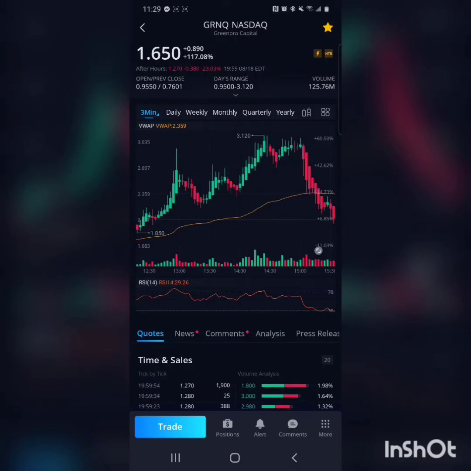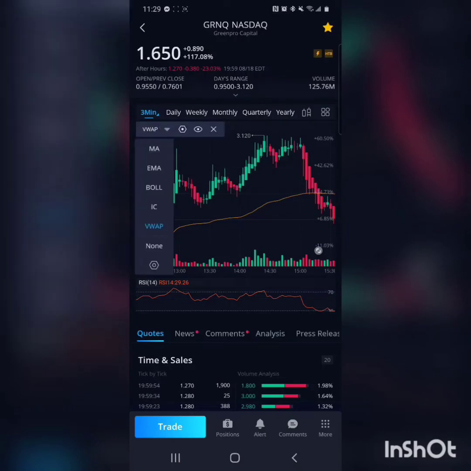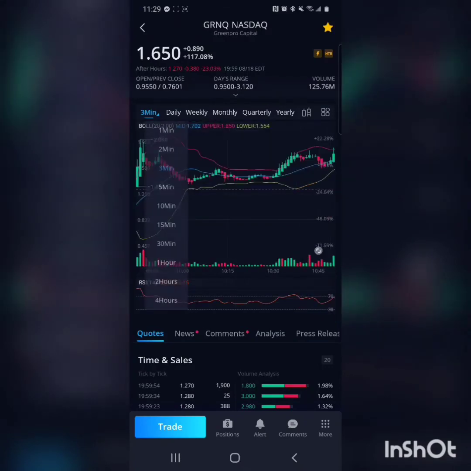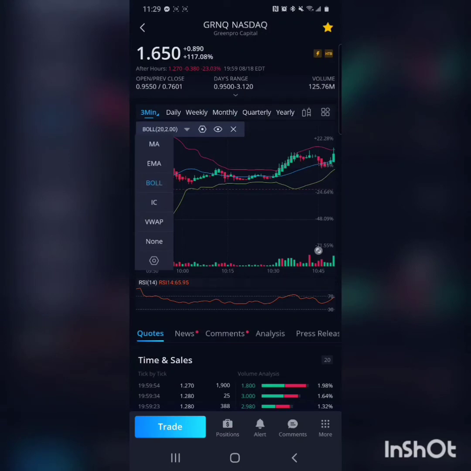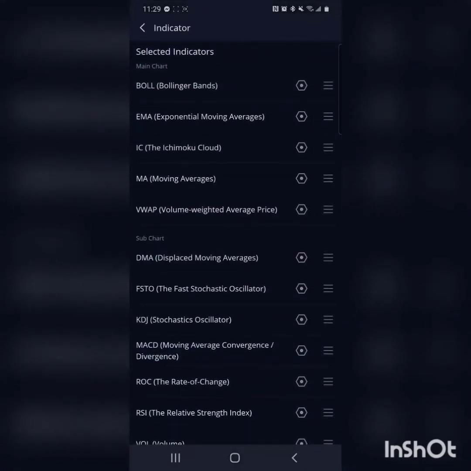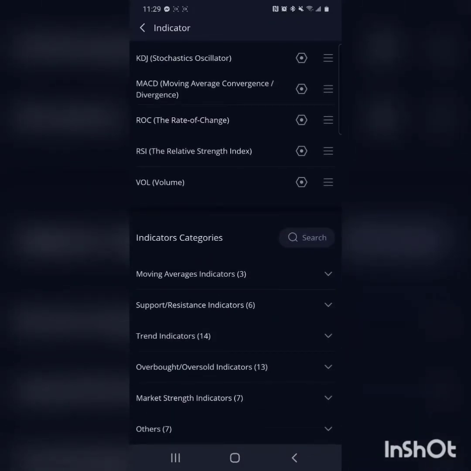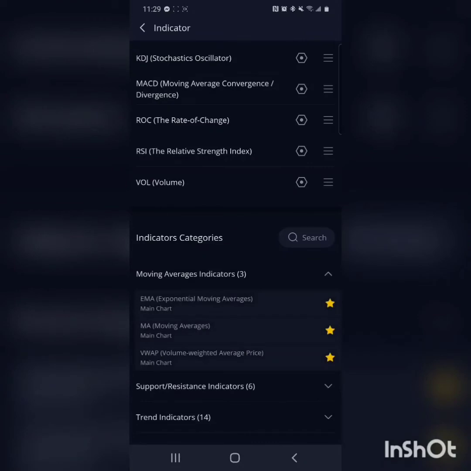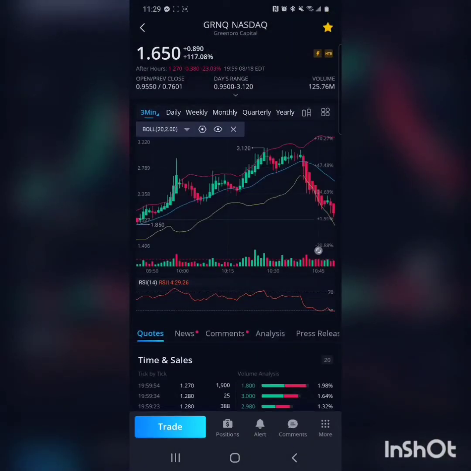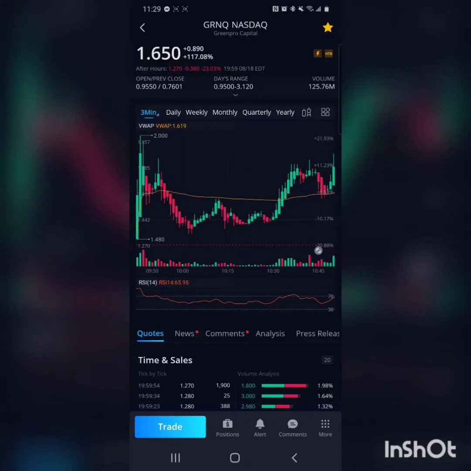So right below the 3 minute, you should see, it might say like MA or EMA right now, but if you scroll down, you won't see VWAP. So what you need to do is go to the settings, scroll down to the indicator categories, click the moving average indicators, and then put a little star next to VWAP. Okay, so we're done here. Bam, we got VWAP.